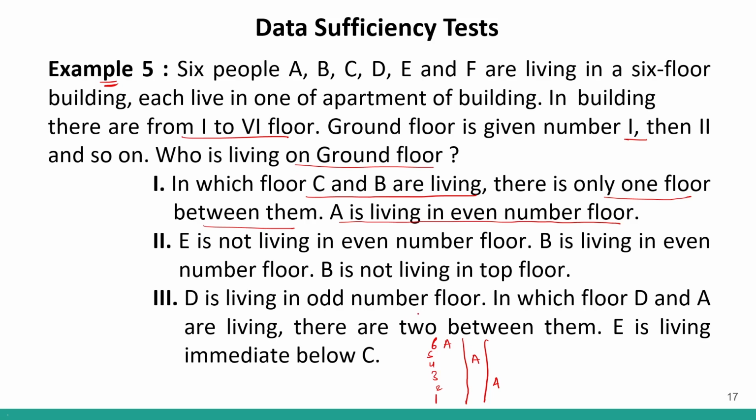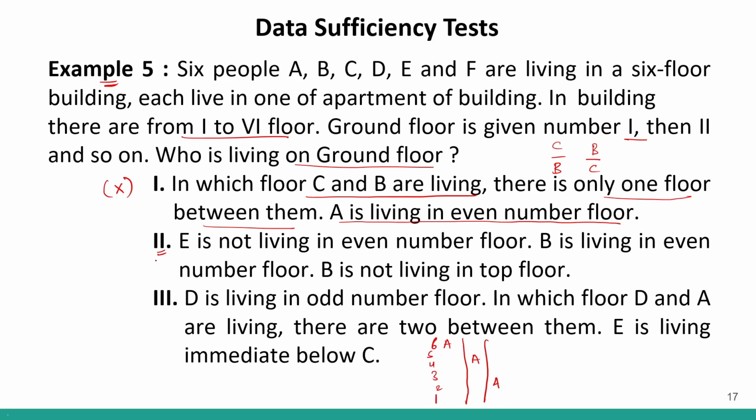So between C and B, there is one floor. There is one floor between C and B. So it could be like this. Correct? Either C is up or B is up. So based on statement 1 alone, I cannot find the answer to the question. So this is not sufficient.